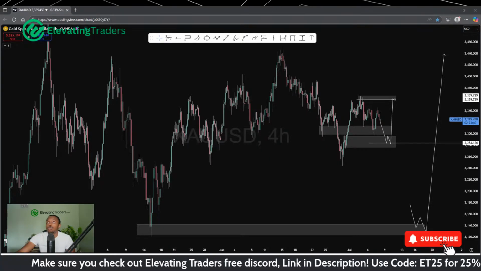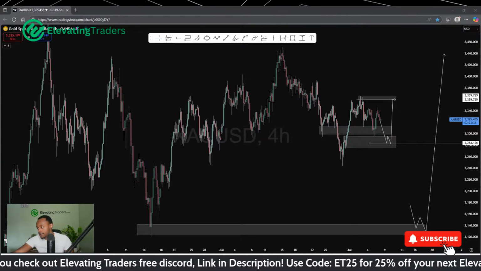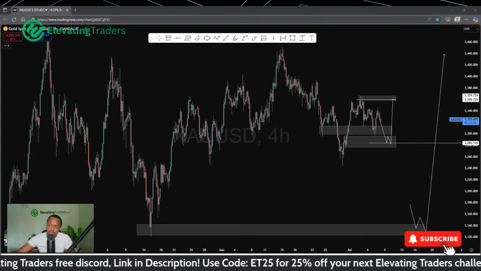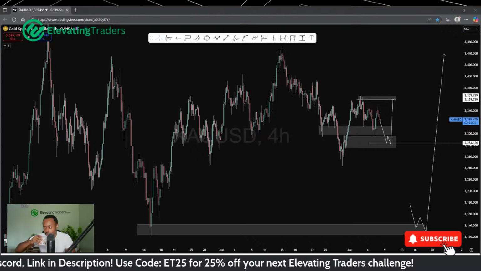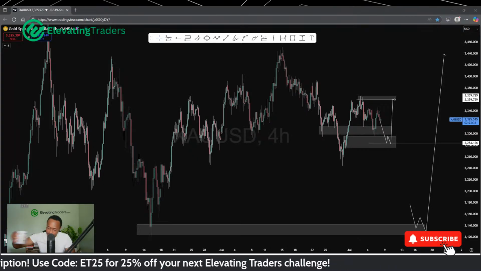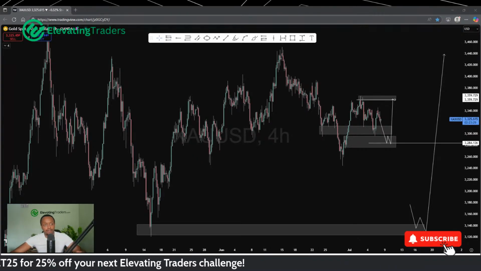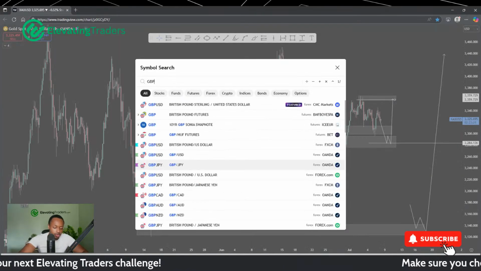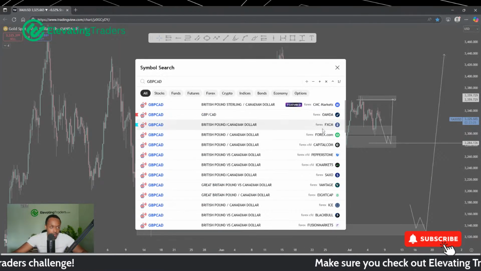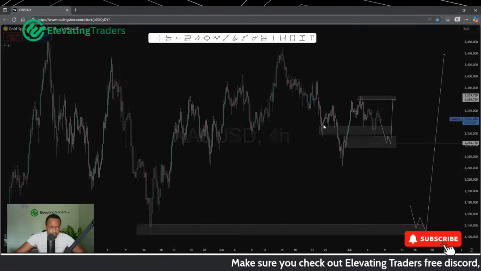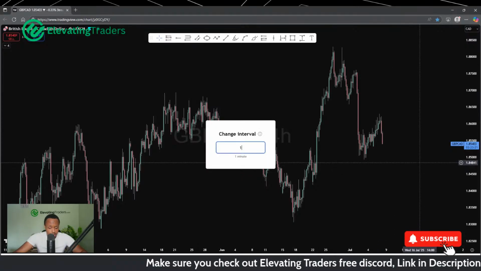I mean, for pound CAD, I'm kind of looking for a bit of retracement. It's been very bullish for quite a while, and I'm looking at a big pullback, similar to the same situation as pound USD. Long term, pound CAD may be very bullish.